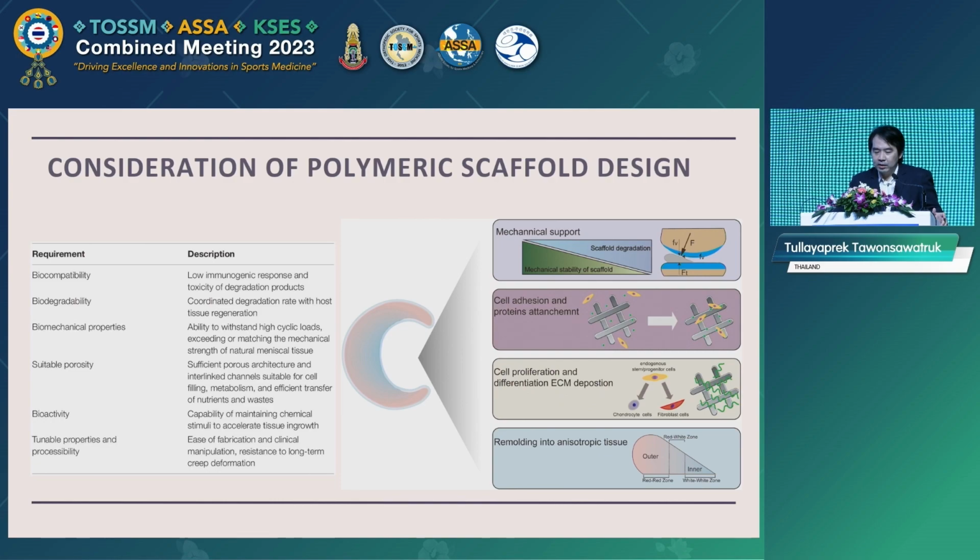You have to test for mechanical support, cell adherence, protein attachment, cell proliferation, and differentiation on the scaffold. And the remodeling to anisotropic tissue is very difficult. In vitro, you can test mechanical support, cell adherence, and proliferation, but remodeling of the scaffold after implantation is very difficult because you have to take histology after surgery and prove that the construct is a natural scaffold that can regenerate. It's not possible at the moment.